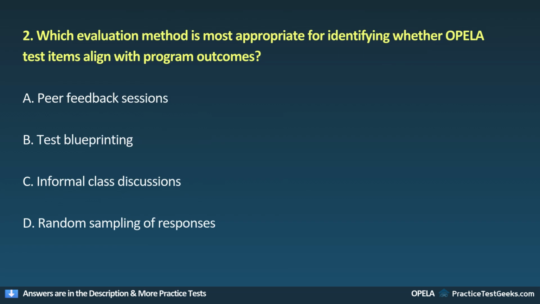2. Which evaluation method is most appropriate for identifying whether OPELA test items align with program outcomes? A. Peer feedback sessions. B. Test blueprinting. C. Informal class discussions. D. Random sampling of responses.